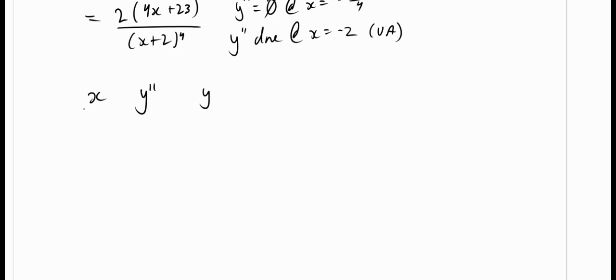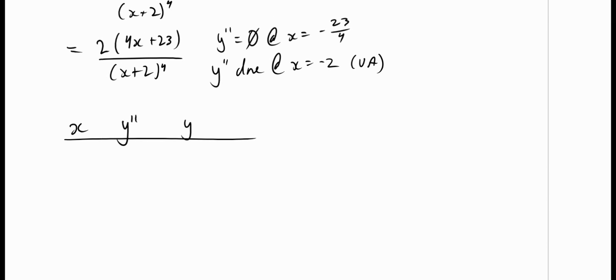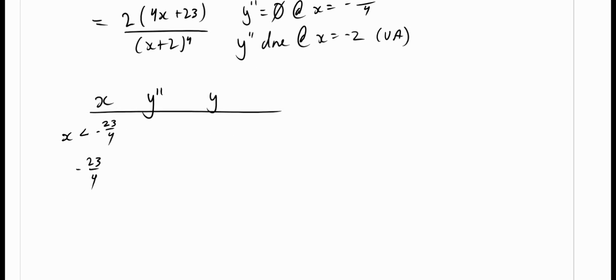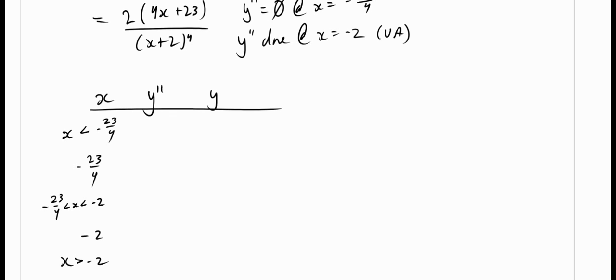So I'm going to build my second derivative chart here. And we do the intervals the same way, but using the second derivative. So when x is less than negative 23 over 4, at negative 23 over 4, between negative 23 over 4 and negative 2, at negative 2 and greater than negative 2.